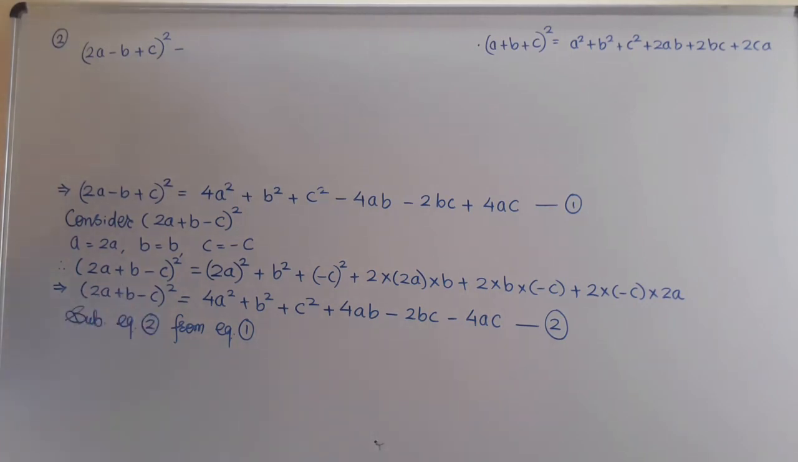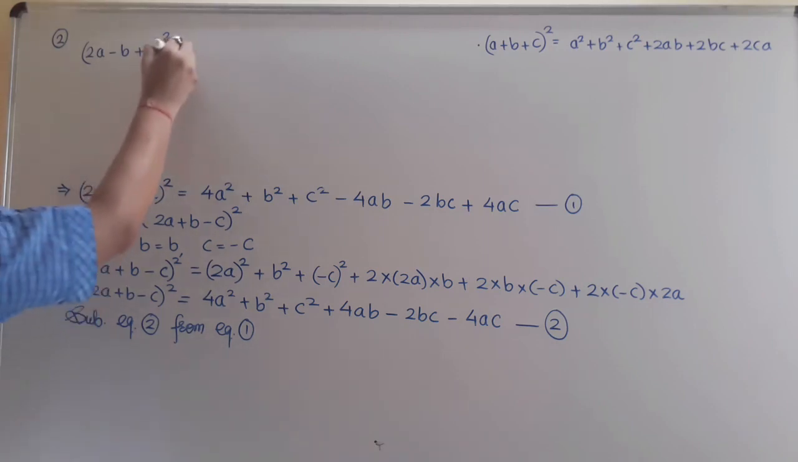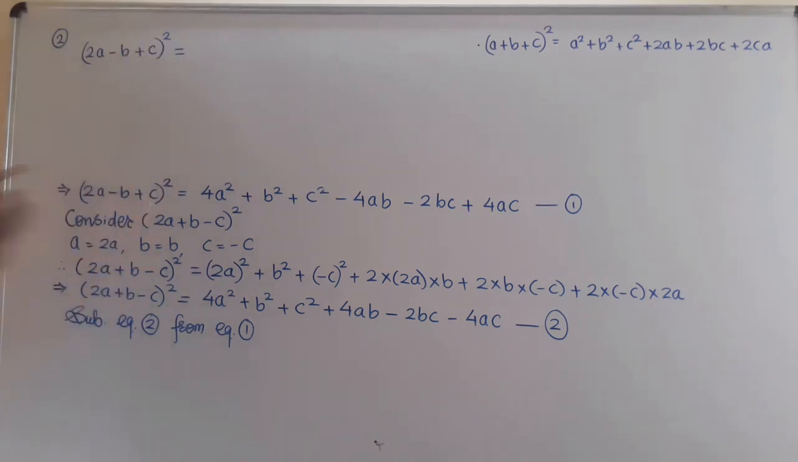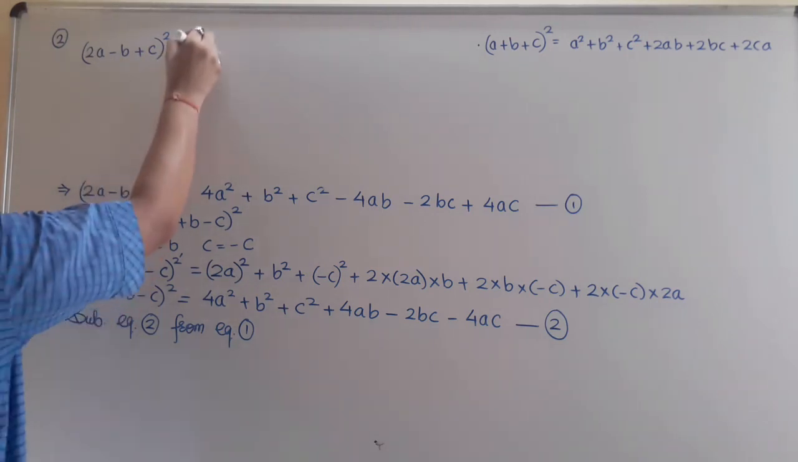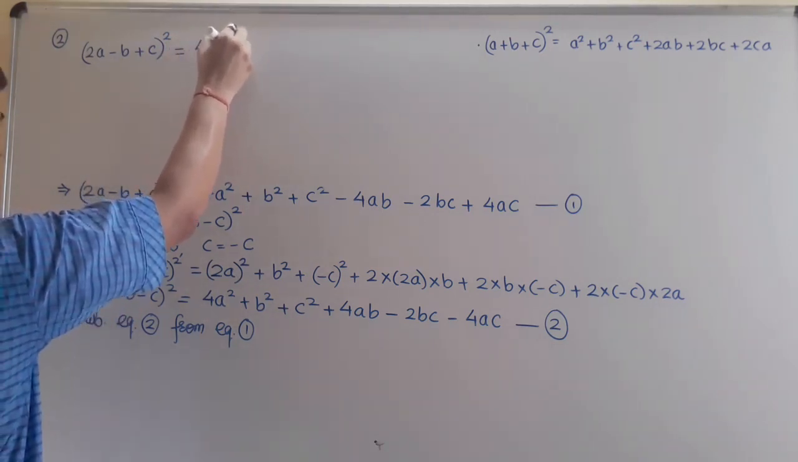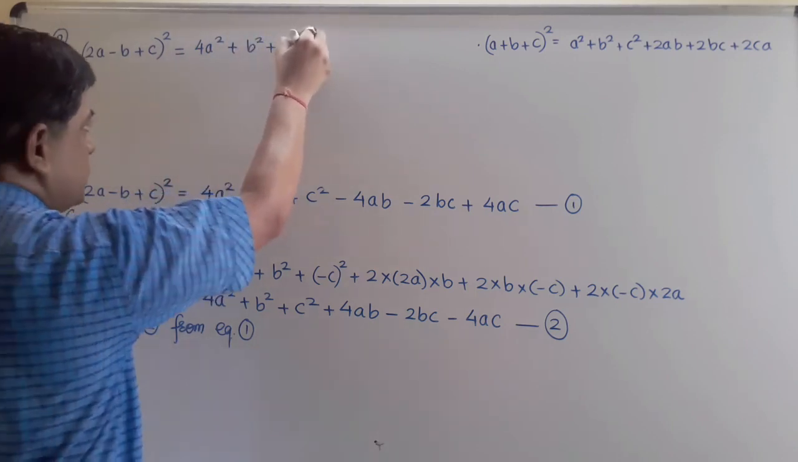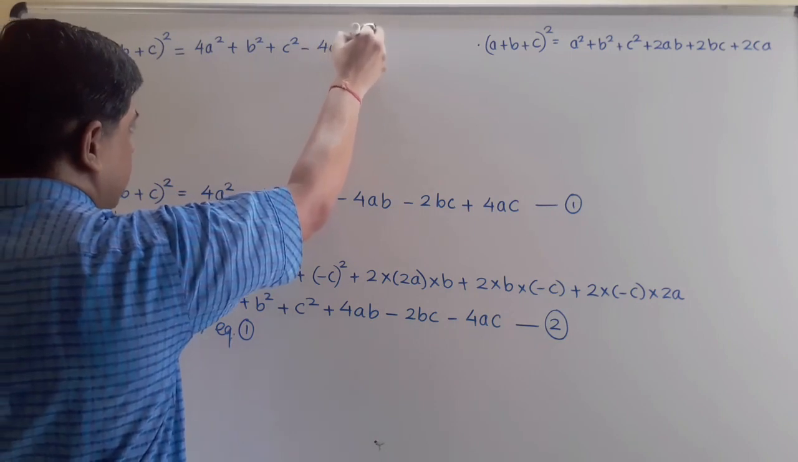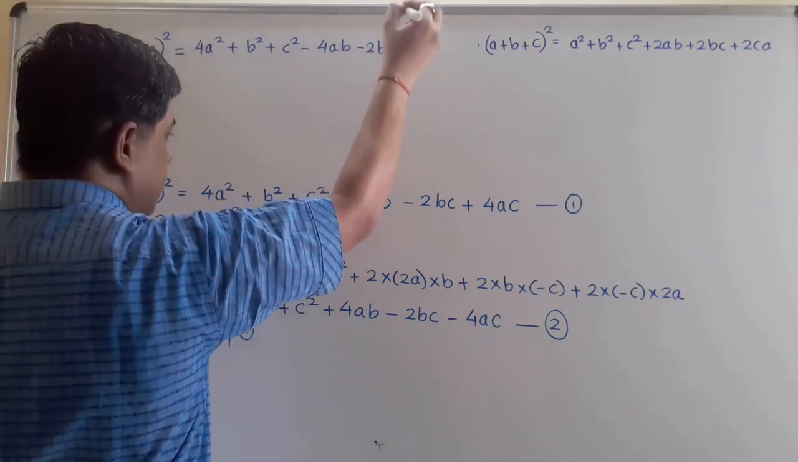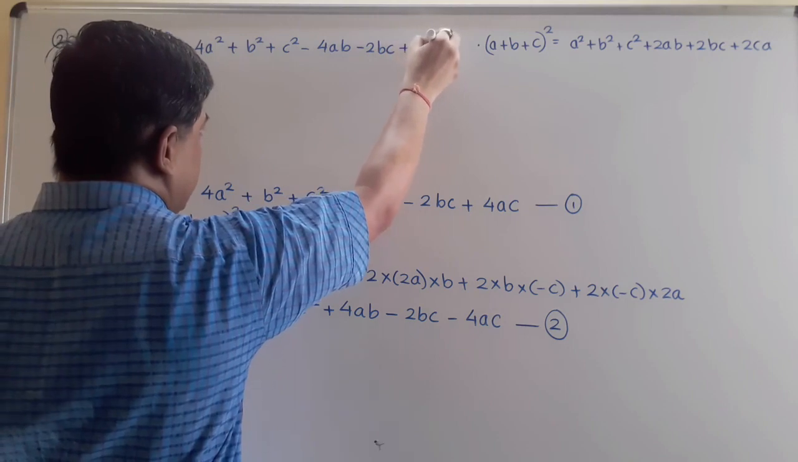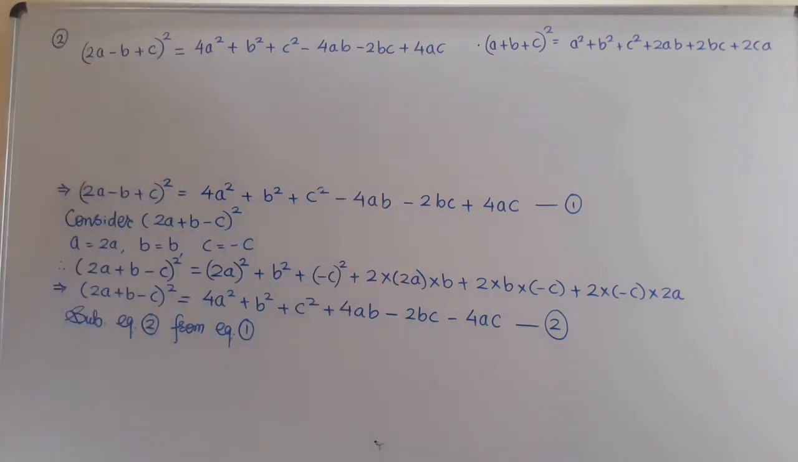Or we can do one thing in this question. First of all, let me write down the whole expansion once again. (2a minus b plus c) whole power 2 will be equal to what exactly we got? 4a square plus b square plus c square minus 4ab minus 2bc and then plus 4ac. This is my equation number 1 only. You can check once. And similarly, I will write down equation number 2. We will do this vertical subtraction. It will be easier, I suppose.